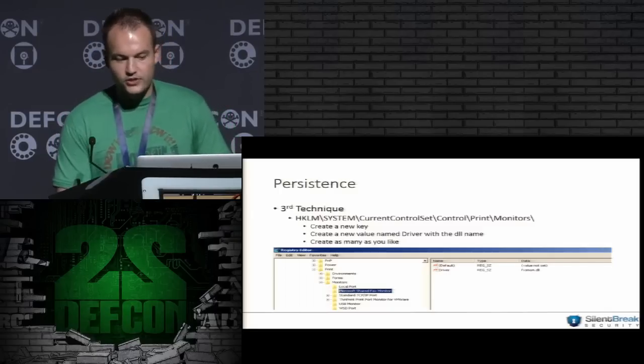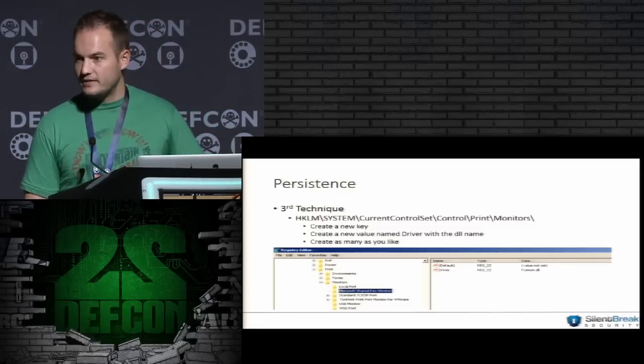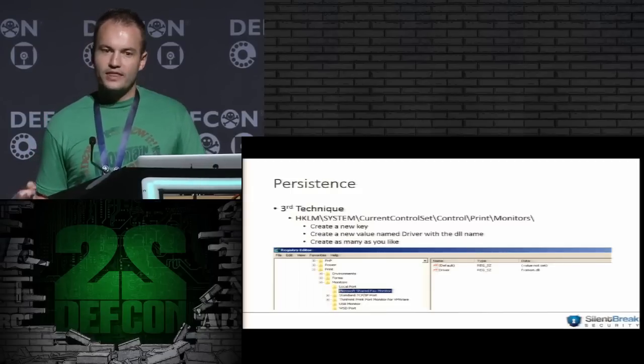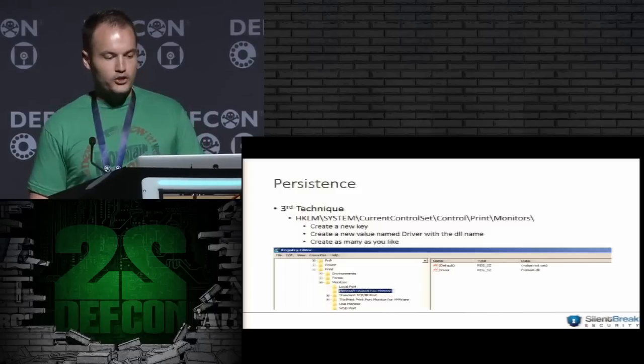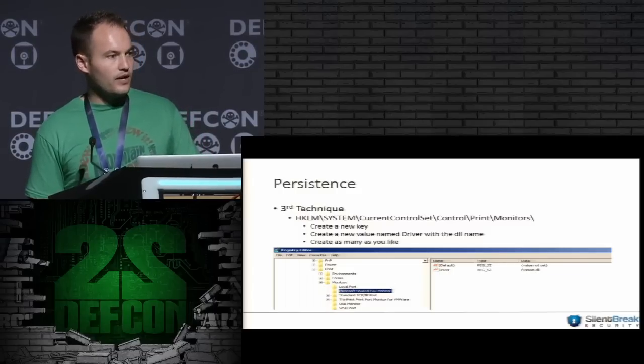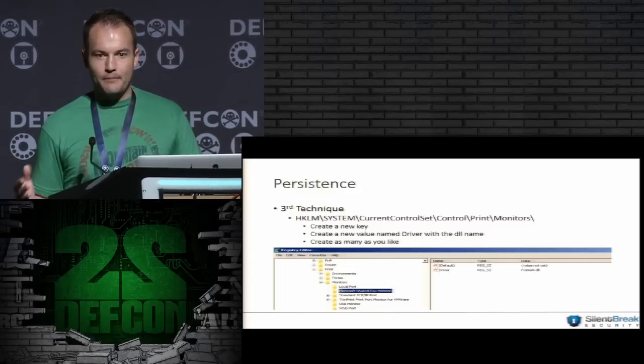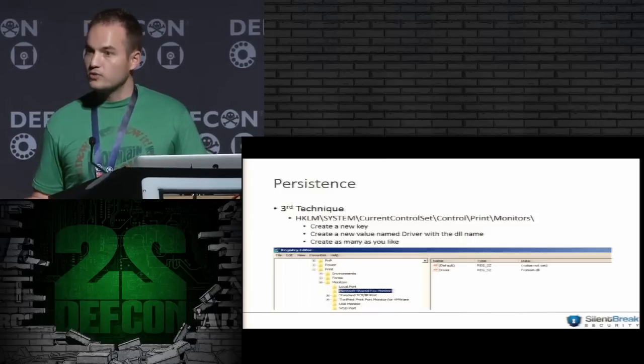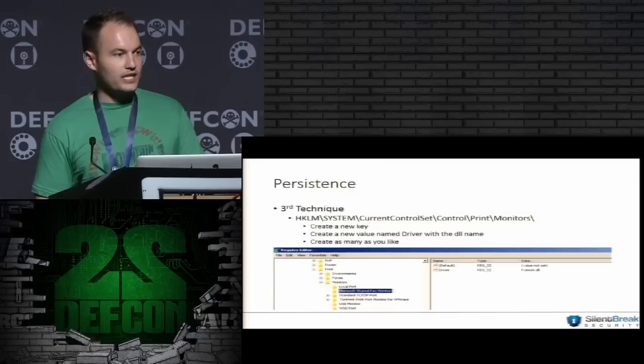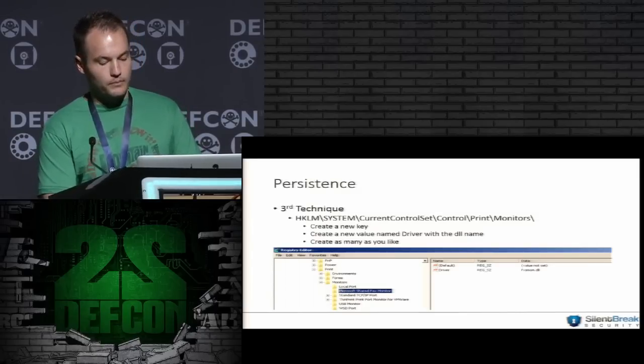All you need to do is create a new key at that registry key that I've specified, and then a value within that key named Driver. And the value of Driver is just the DLL that you want to get loaded. You drop the DLL into Windows System32, and at boot, Windows will load that DLL within the spooler, the print spooler service.